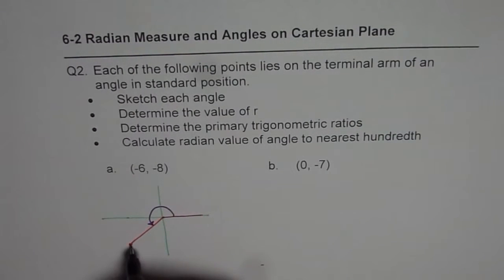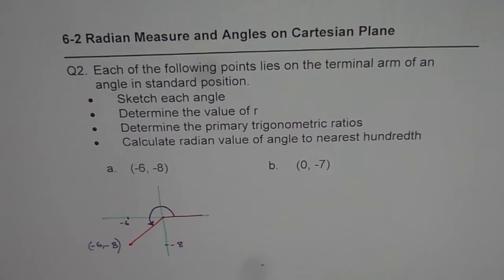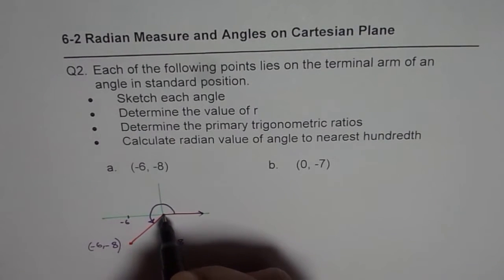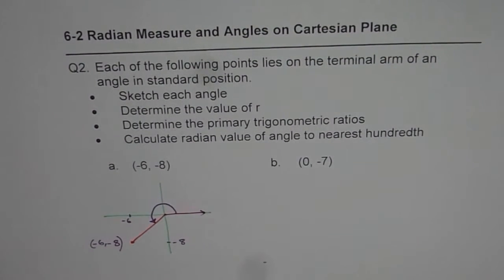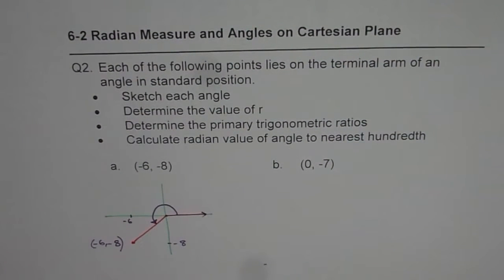And this point is (-6, -8). That means the y value is -8 and the x value is -6, right? So we can sketch each angle like this. So that's the initial arm, right? And these angles have their vertex at the origin. So that is how you're going to make the angle.